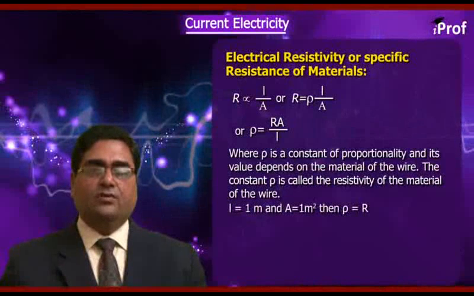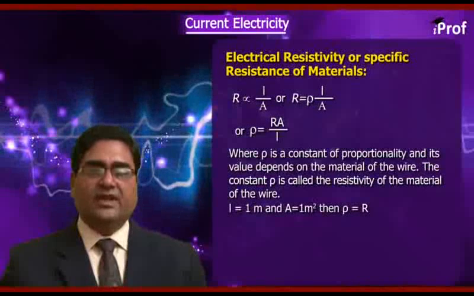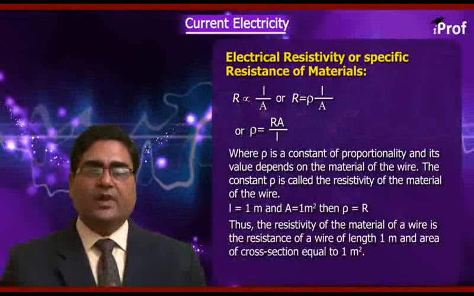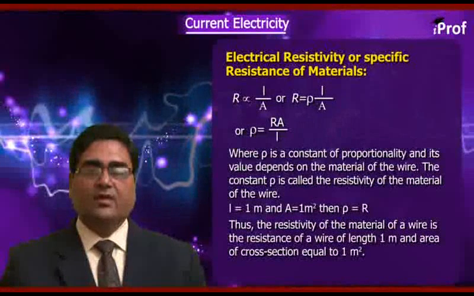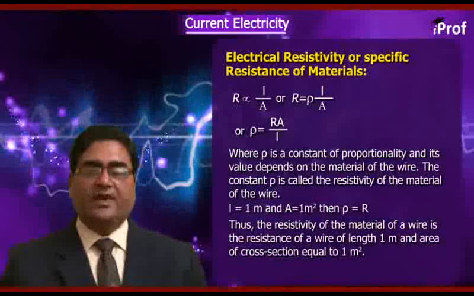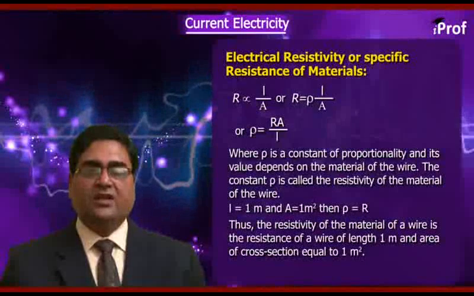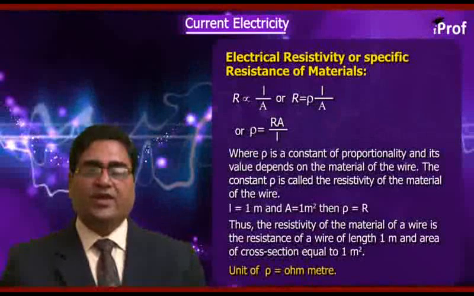If L = 1 meter and A = 1 meter squared, then ρ = R. Thus the resistivity of the material of a wire is the resistance of a wire of length 1 meter and area of cross section equal to 1 meter squared. The unit of ρ is ohm meter.